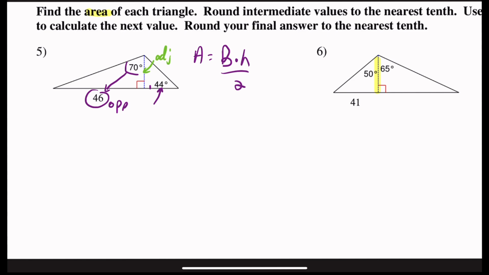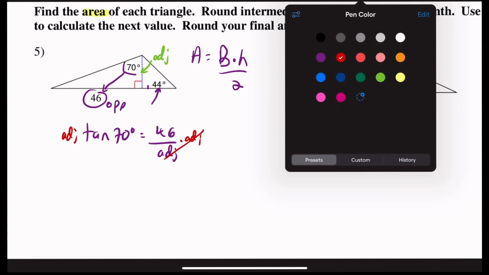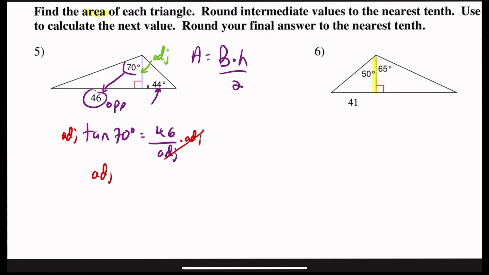So once again, what I could do is go tan 70 degrees is equal to 46 over the adjacent side, right? SOHCAHTOA. So tan is opposite over adjacent. And then I just simply isolate for my adjacent by multiplying both sides here and then dividing. So my adjacent side is going to equal 46 divided by tan 70.